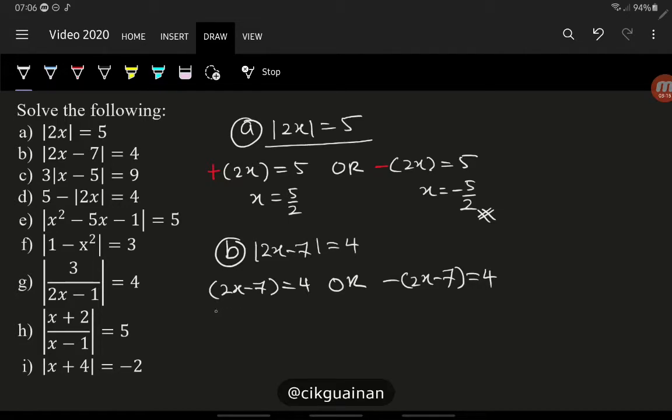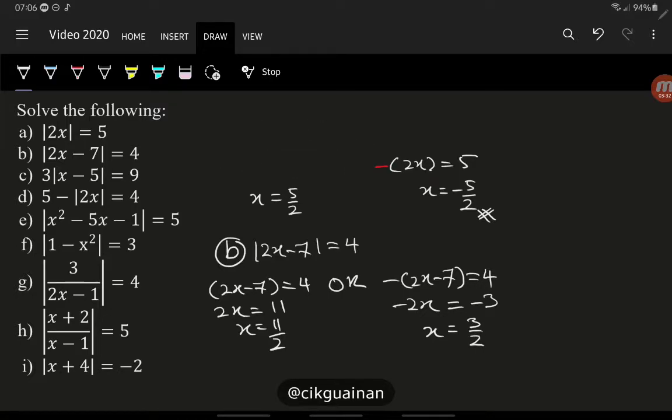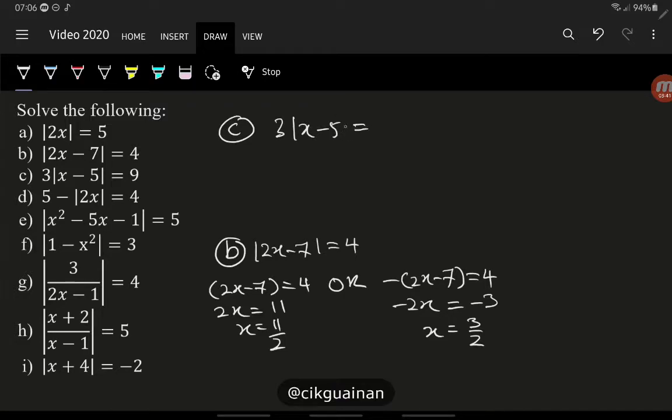So we solve it. 2x is 11, x is 11 over 2. This one is minus 2x, so minus 4 minus 7 is minus 3. x is 3 over 2. Now let's move on to the third one, C. We have modulus of 3 times x minus 5 equals 9. Same thing as well. 3 bracket x minus 5 equals 9, or minus 3 bracket x minus 5 equals 9.